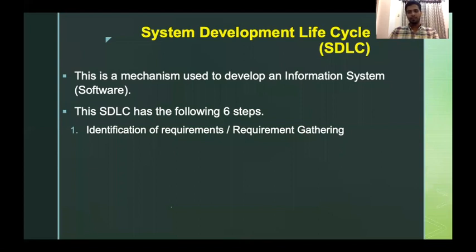For example, if you want to develop software or an information system, you should follow 6 steps. The number one step is the identification of requirements, or in other words requirement gathering. It means, what are requirements? Requirements are what the user needs. There are many questions directly asked in the exam paper. If you see the exam paper, they simply ask what the steps of the system development life cycle are. So number one is identification of requirements, or in other words requirements gathering.